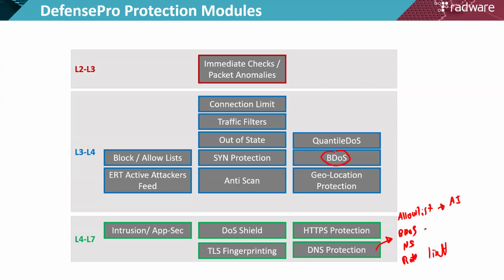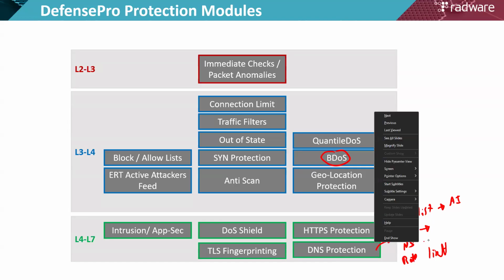Next, we had BDOS, which was used to stop query flooding attacks. So let's suppose those are legitimate requests, but we are getting a lot of legitimate requests towards a particular server, which is basically a flooding attack. In that case, how to mitigate them? So BDOS under the DNS protection kicks in and it will start blocking those packets.